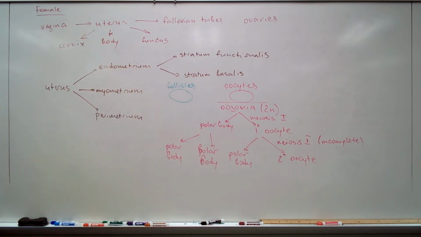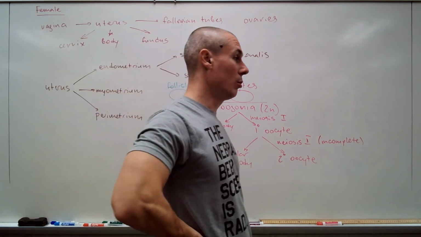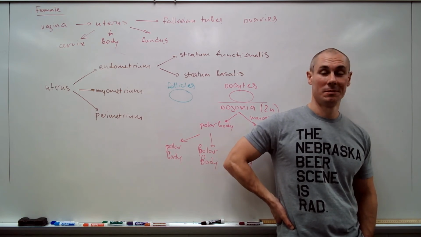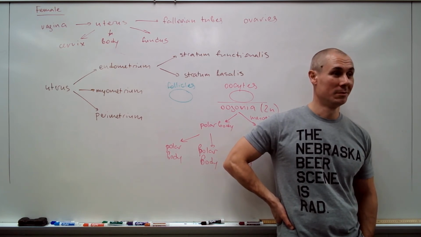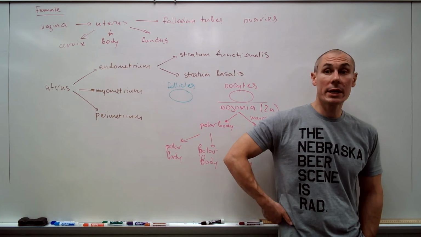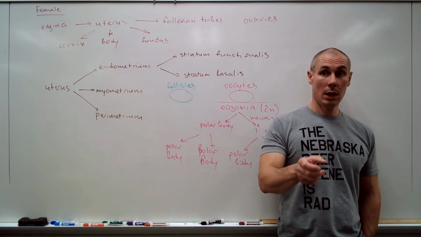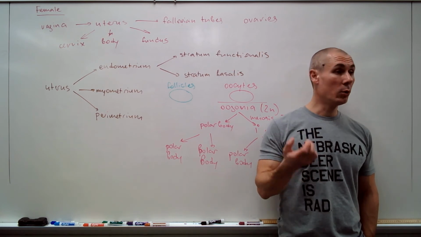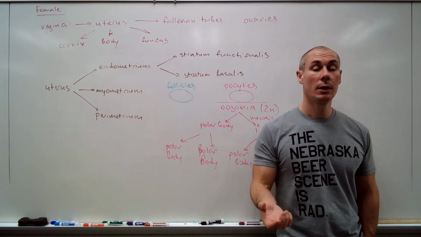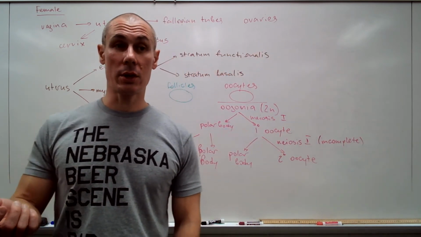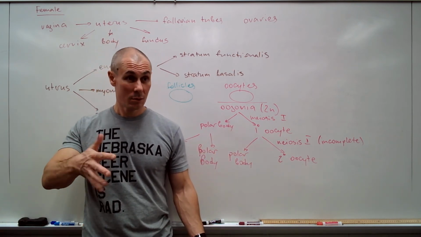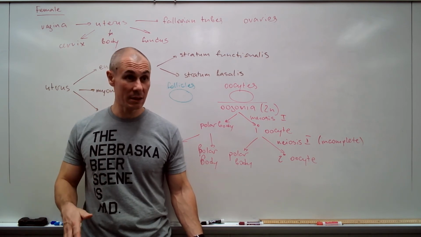Now, what I want to highlight, first of all, how often does a male produce sperm cells? All the time, right? This process never stops. As long as testosterone is produced, as long as ABP is produced, a male will produce sperm cells, right? Now, how often does a female produce a secondary oocyte? Once a month, roughly. Does that make sense?